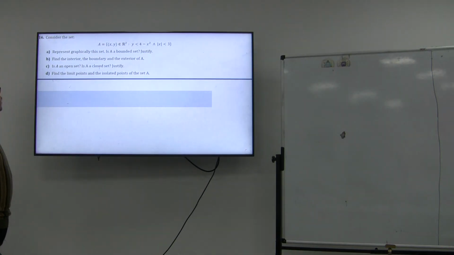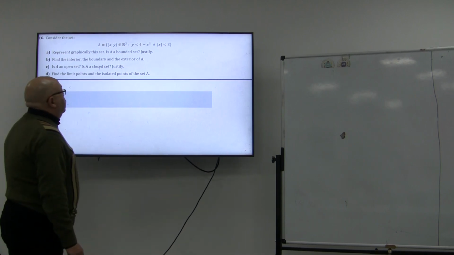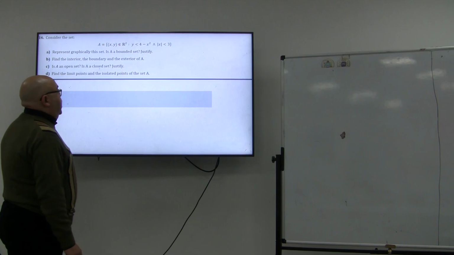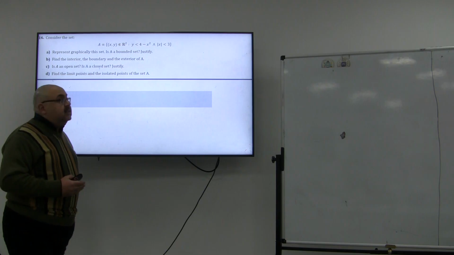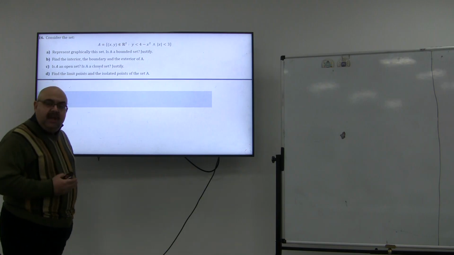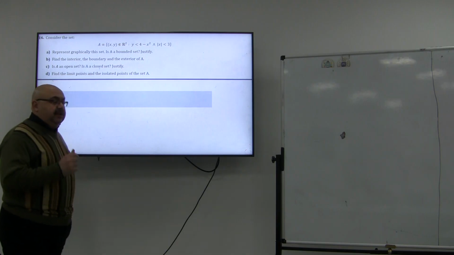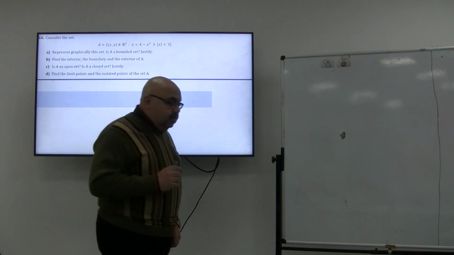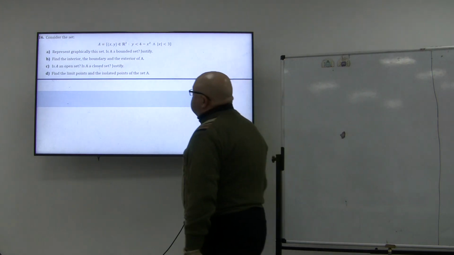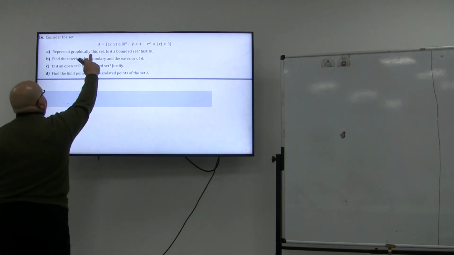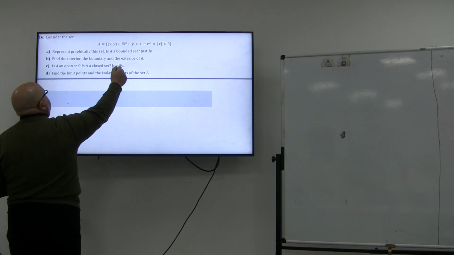Okay, so I will start with problem number 16 in your workbook, and it's giving you a set A, where (x, y) belongs to R², where y is less than 4 minus x squared and the absolute value of x is less than 3. I will need to identify this region in order to answer the rest of the questions, which require first to represent graphically this set.